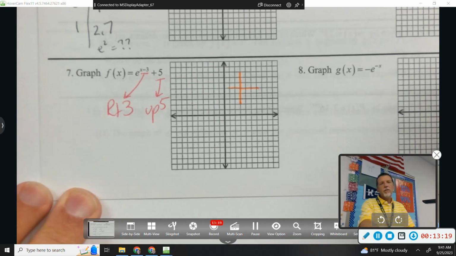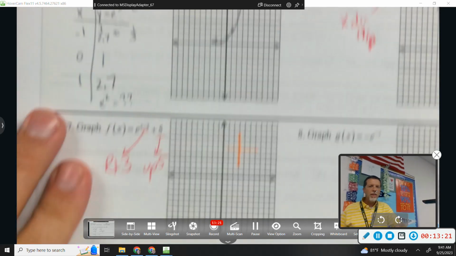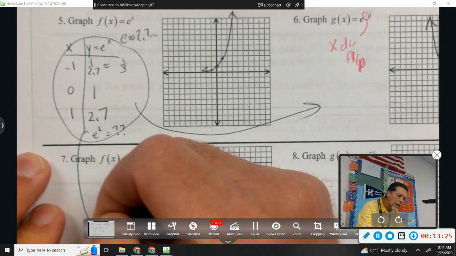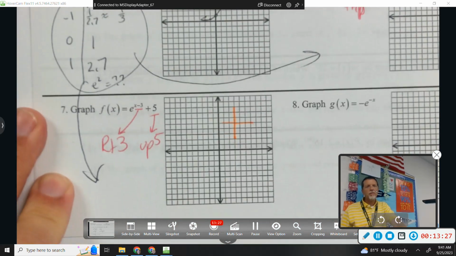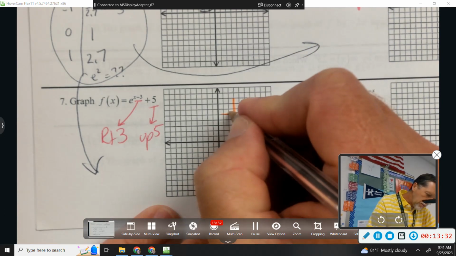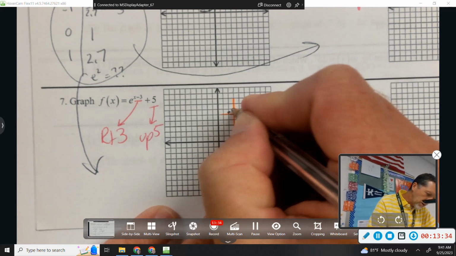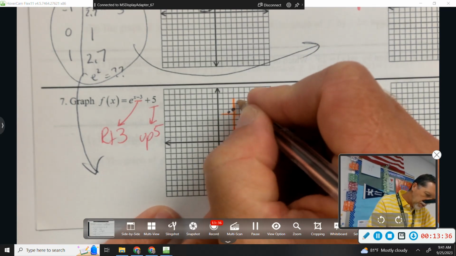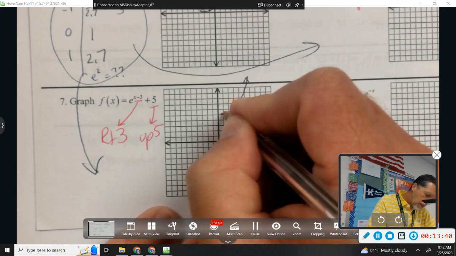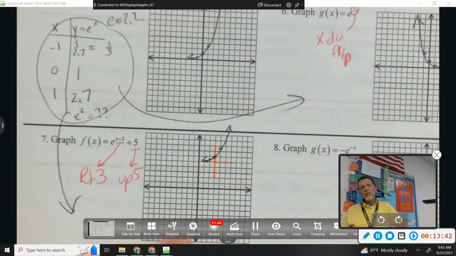There's my new origin that I'll start from, and I'm still going to use this same table of values. So from my new origin: negative 1 comma a third, 0, 1, 1 comma 2.7. And again, this parallels graphing any of the other parent functions. Once you've got the basic shape, now you're just moving it around.